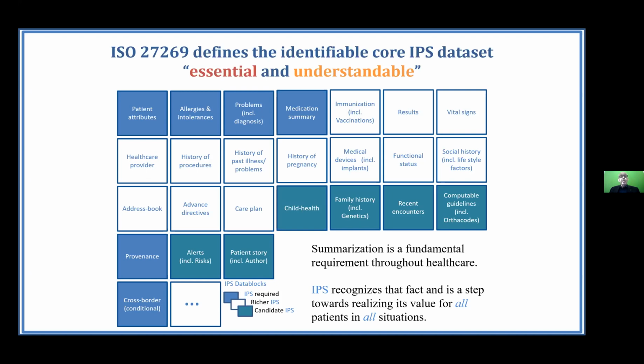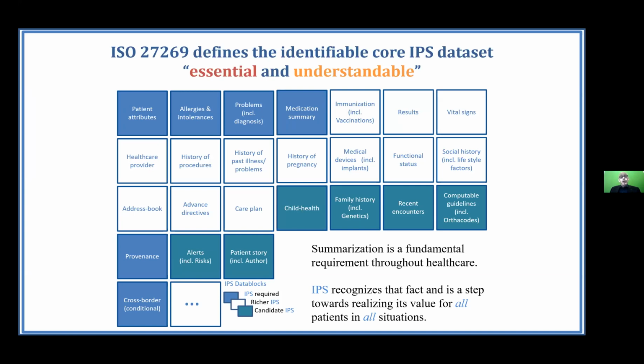So here we have the initial 19 data blocks that are meant to cover shared care, urgent care, and elective care. And we have 6 candidate data blocks that will cover rare disease, but more than that, they will also generally be useful.